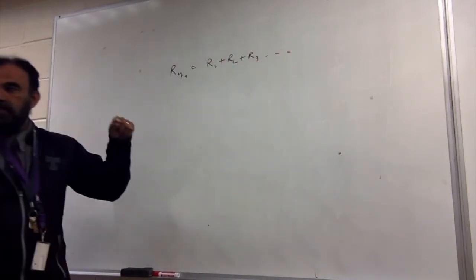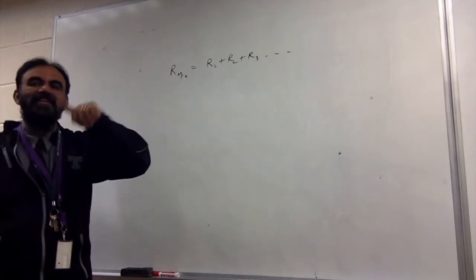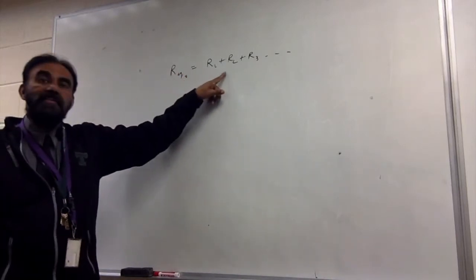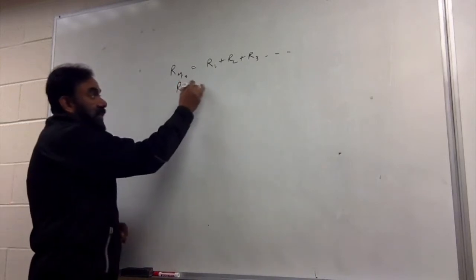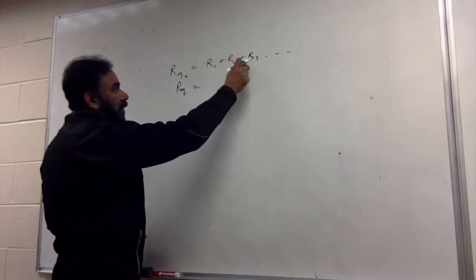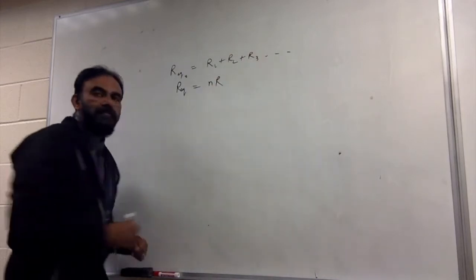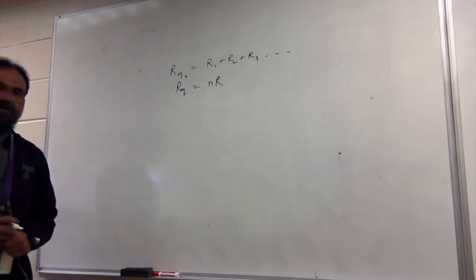So if you have identical resistors, what is the R equivalent for identical resistors? If each one is R, it's going to be N times R for identical resistors.